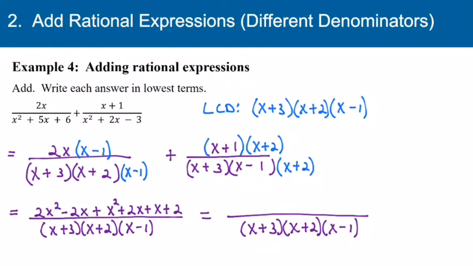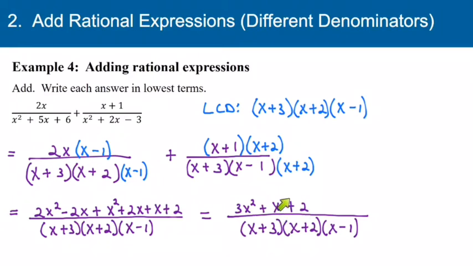2x squared plus 1x squared is 3x squared. With the x terms, negative 2x plus 1x gives us plus 1x. And then our only constant is plus 2. And so this is it. Now, if this would factor, we would try to factor it and see if we could cancel any of these factors from the denominator.